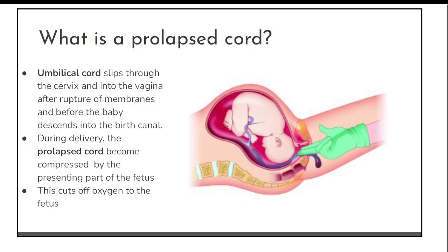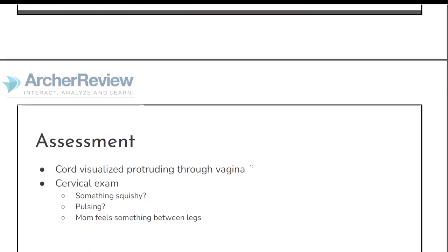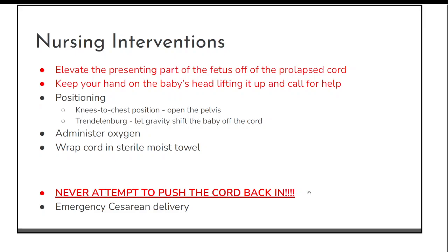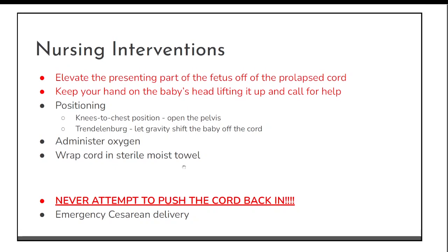One really key thing that I do see tested on sometimes is whether we are allowed to push the cord back in, and we are not. Never, ever, ever attempt to push the cord back in. This can cause what we call an occult prolapsed umbilical cord, where you can't see it, but it's still there. And it's much harder for us to keep the baby off of that cord. So we don't push it back in. We just lift them up.